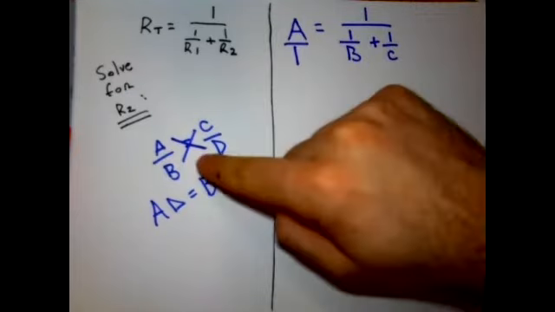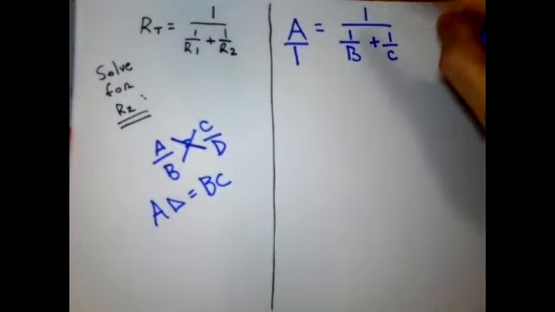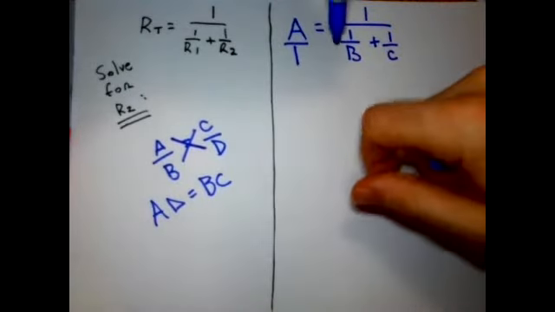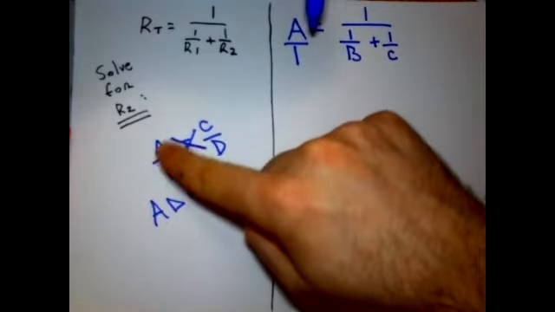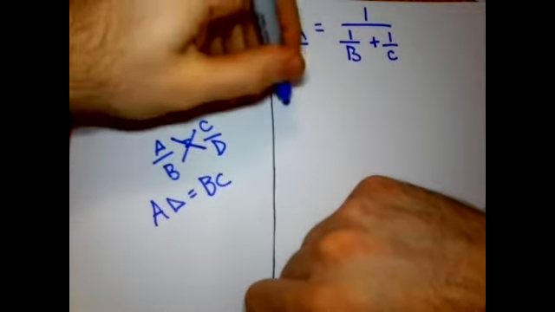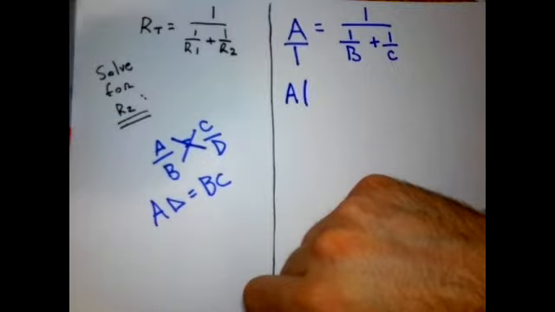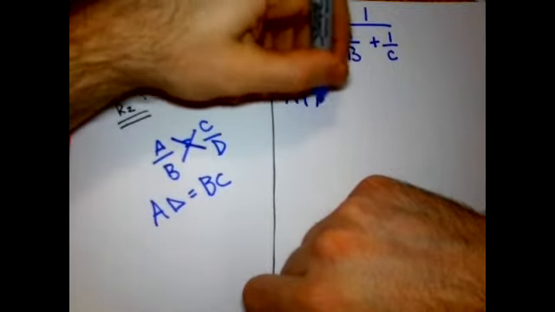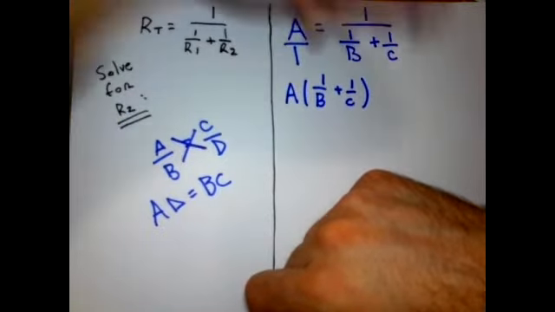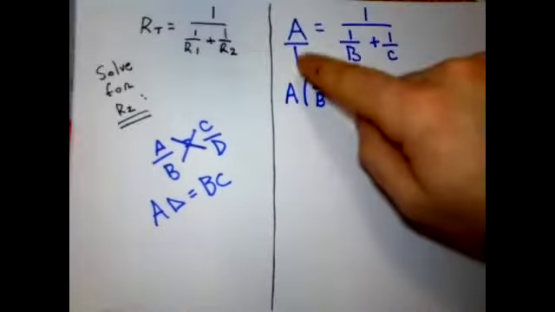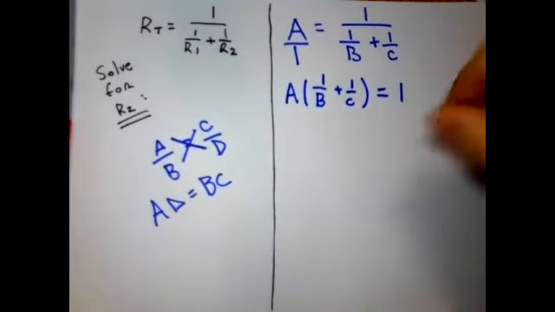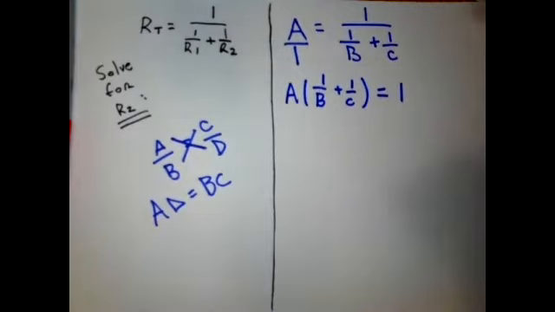So if I take two fractions and multiply everything diagonally, just like we did here, that gives A times D, or in terms of our actual problem, A times (1 over B plus 1 over C) is equal to 1 times 1, that's the B and the C, that gives me 1. So that's the cross multiply. Does that make sense?